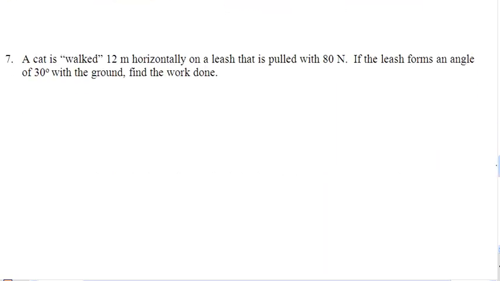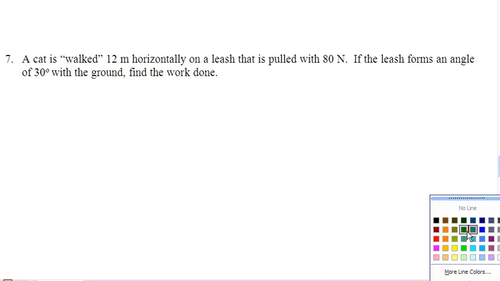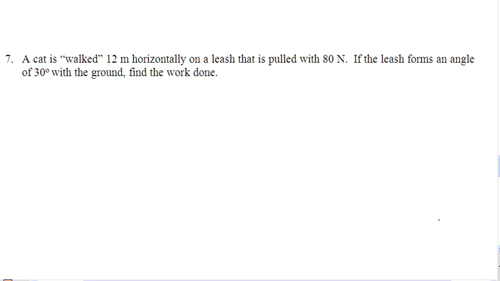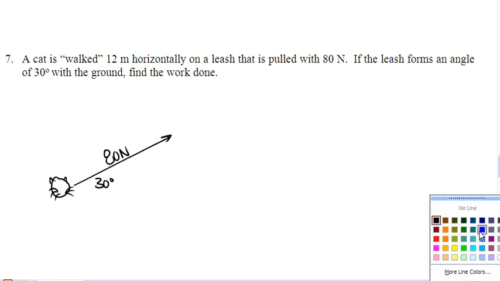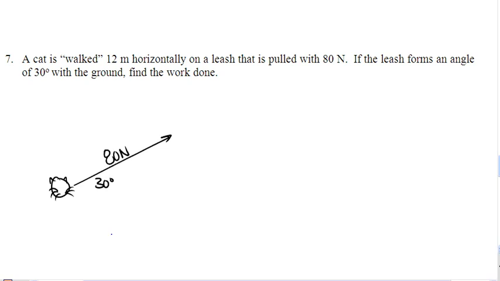7, we're going to take our cat for a walk, in air quotes. Wouldn't that be nice if they actually walked? Pulling on a leash with 80 newtons. The leash forms an angle of 30 degrees with the ground. Find the work. There's our cat. It forms an angle of 30 degrees with the ground, and the cat is moving horizontally, 12 meters.